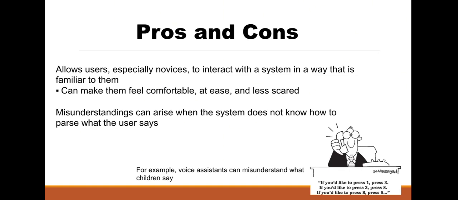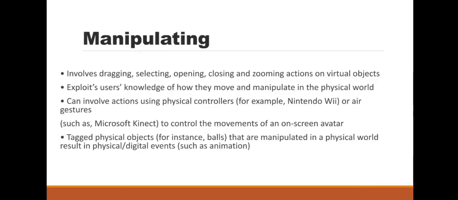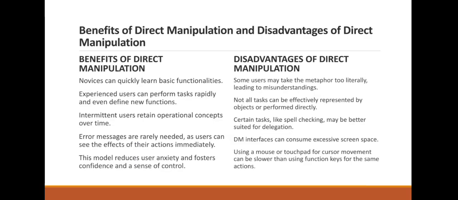Cons: misunderstanding can occur if the system fails to correctly interpret or parse the user's input, leading to frustration or an incorrect response. Manipulating involves interacting with virtual objects through actions like dragging, selecting, opening, closing, zooming, or mimicking physical world actions. Benefits of direct manipulation. Easy to learn: novices can quickly grasp basic functions through direct interaction. Efficient: experienced users can complete tasks faster and even create custom actions.